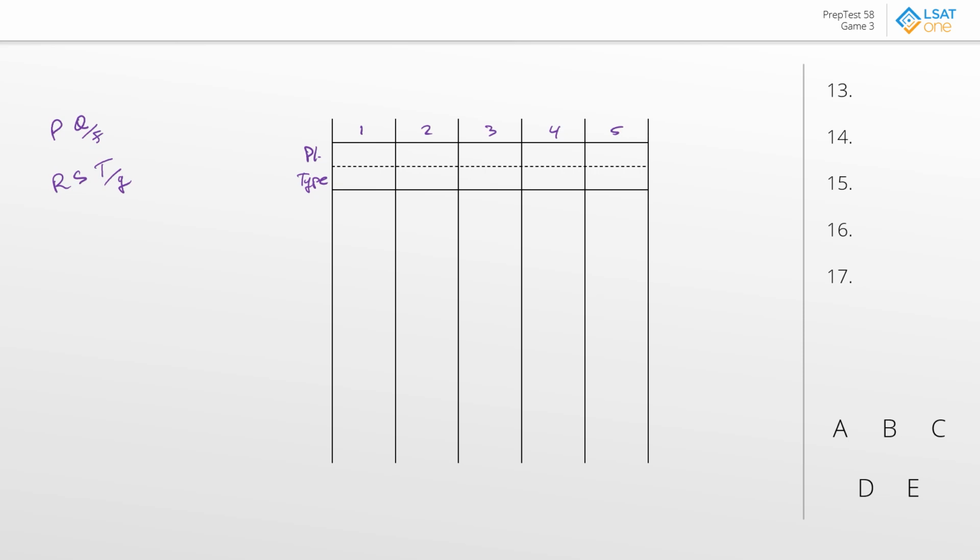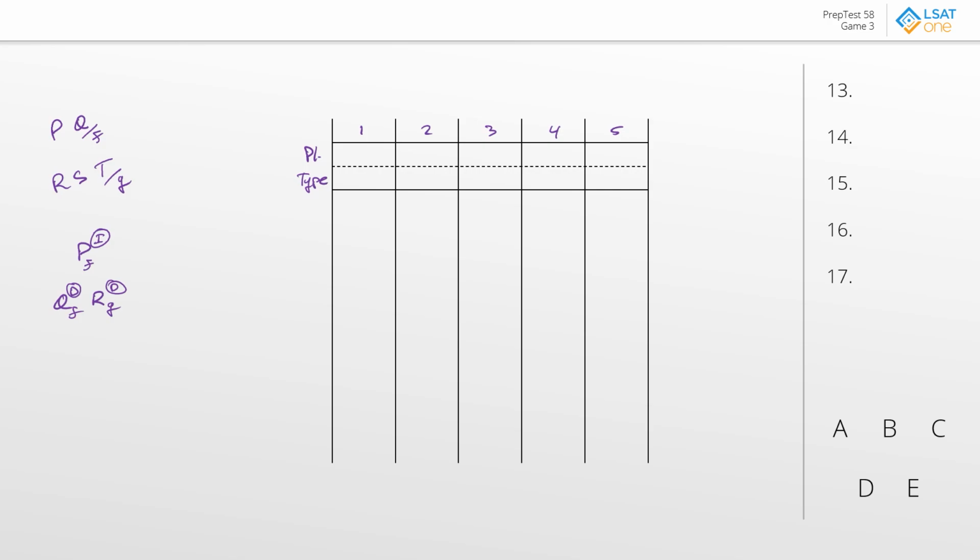So plane P has an international flight. So we can just say something like P, which we already know is Fly High, is going to be international. Next, Q and R have to be domestics. So Q and R, which are F and G respectively, these guys are going to be domestic flights.